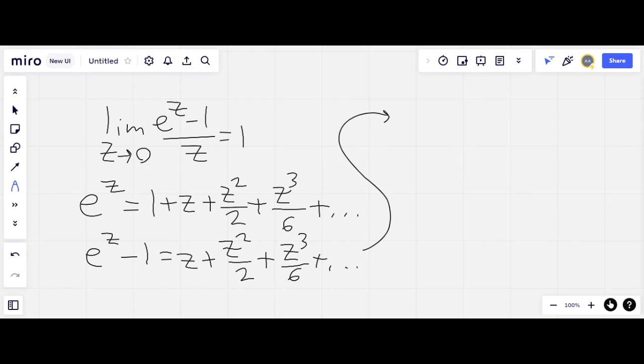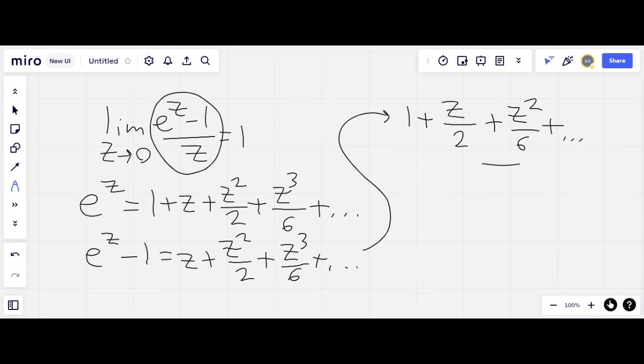If we do that with the first term, we'll get 1. The second term, if we do z^2 over 2 and then we divide by z, we should just get z over 2. And then z^2 over 6, and then so on. So this series is (e^z - 1)/z.